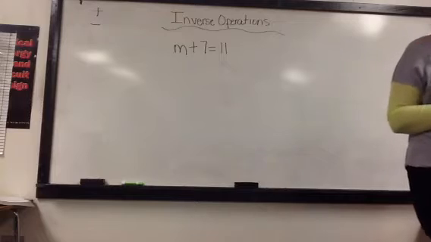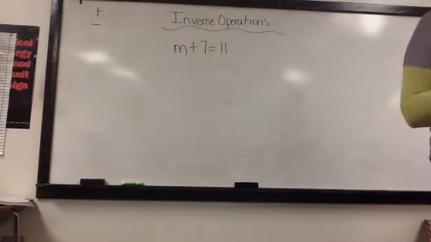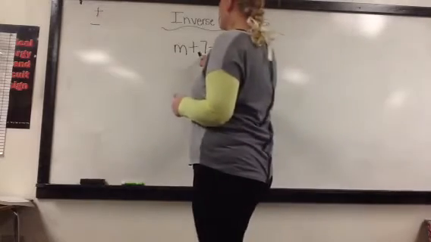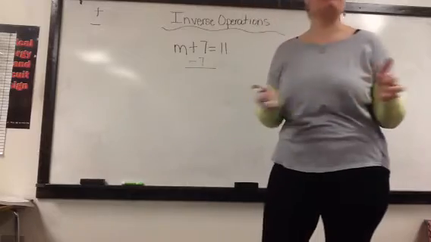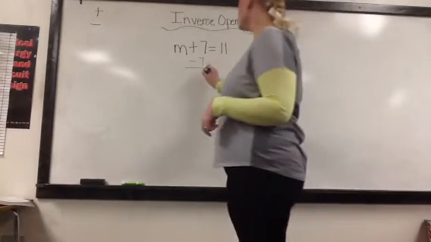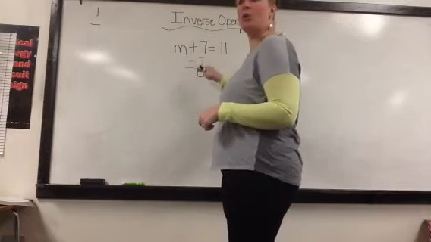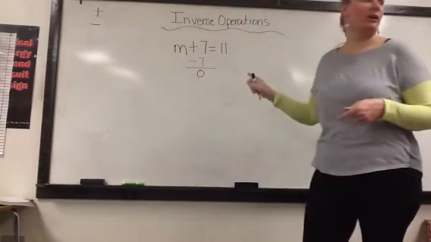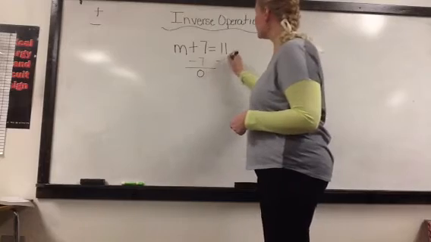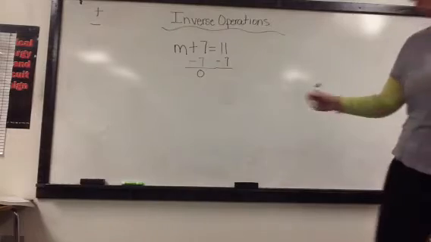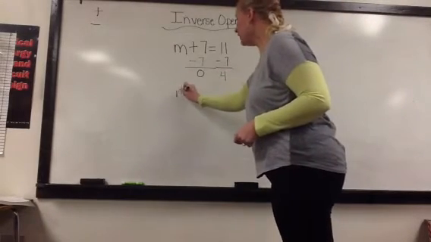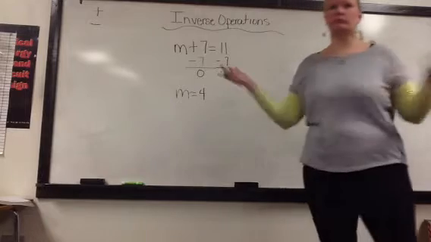But if I'm taking 7 away, I'm not just taking 7 away to one side. It's like a fraction. Whatever I do to one side, I have to do to the other. Okay? So where I have plus 7 here, I'm going to subtract 7. When I do that, what am I left with? 0. So if I'm doing this on one side of the equal sign, I have to do it to the other. So if I subtract 7 from this side, what is 11 minus 7? 4. So m equals 4.